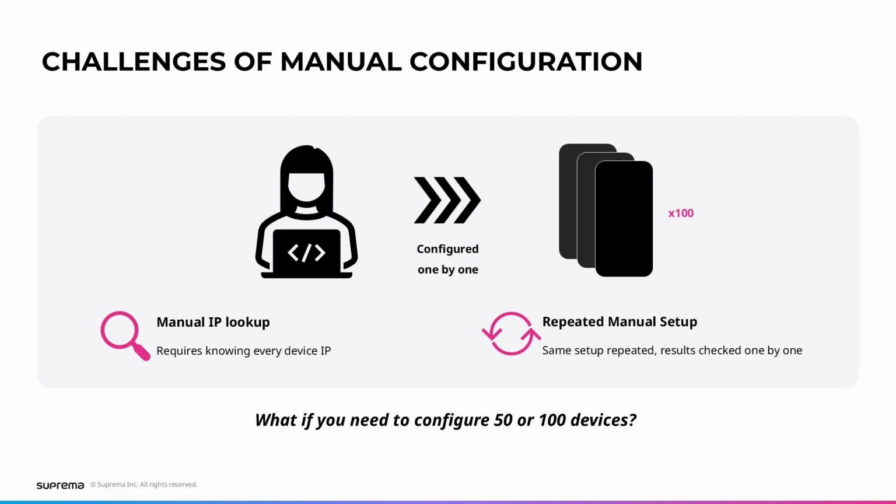This creates two major challenges. First, manual IP lookup. You need to find and enter every device's IP address before you can even begin. Second, repeated manual setup and verification. Applying the same settings across multiple devices takes time, and the results also need to be checked one by one. As the number of devices increases, this quickly becomes inefficient and difficult to manage. So, what happens when you need to configure 50 or even 100 devices? This is where batch configuration comes in.